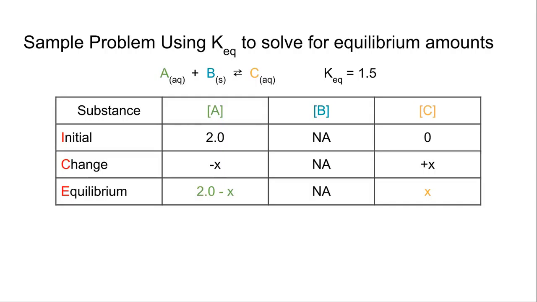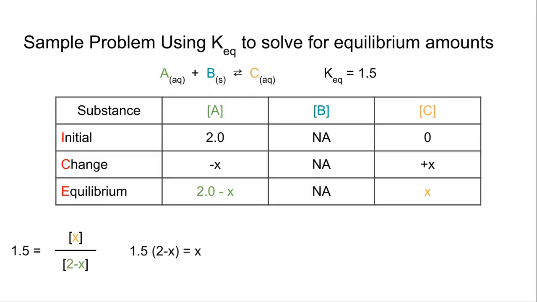So let's look at our law of mass action here. 1.5 is our Keq. I get that from up there next to the equation. And that's got to be equal to our products, which is x, over our reactants, which is 2 minus x. So notice everything's exactly the same. So our job here is to solve for x. So let's go ahead and start doing that.